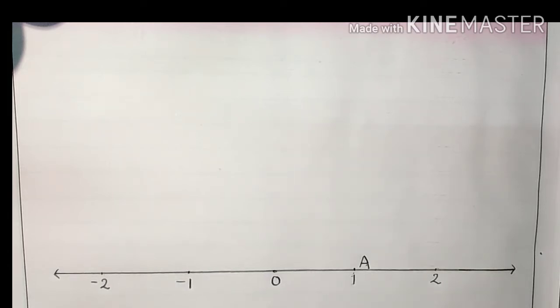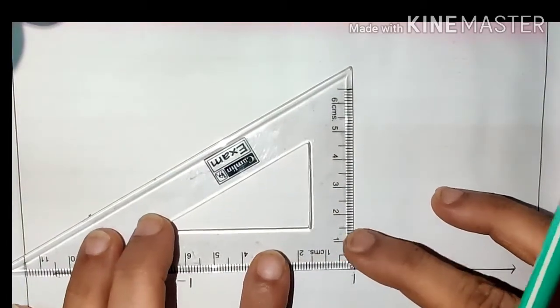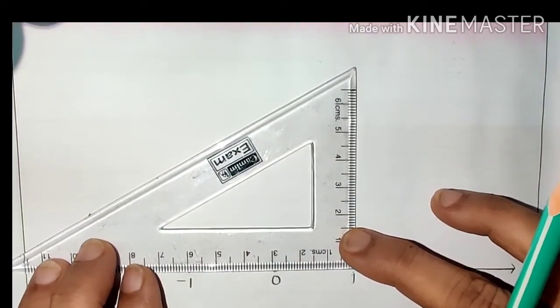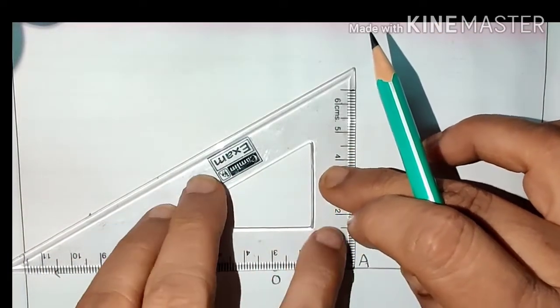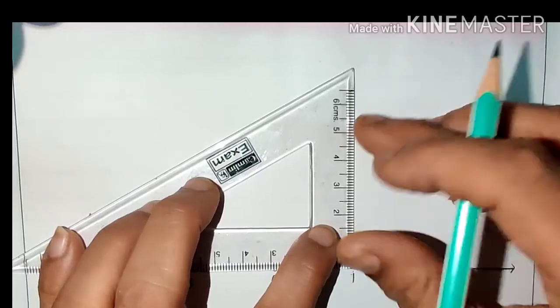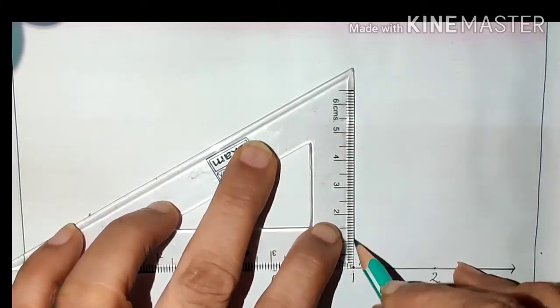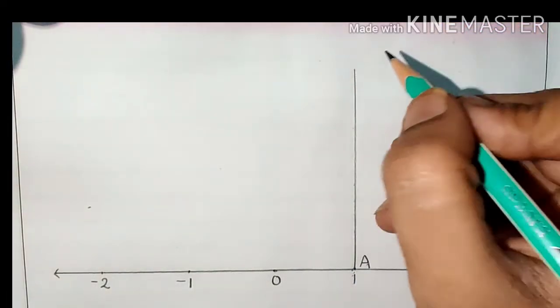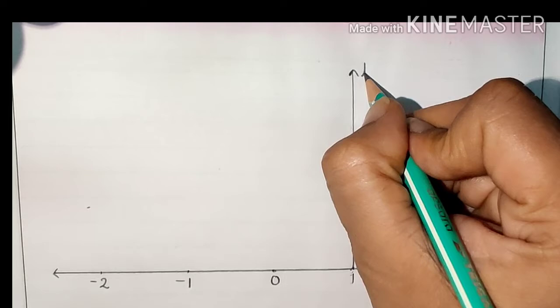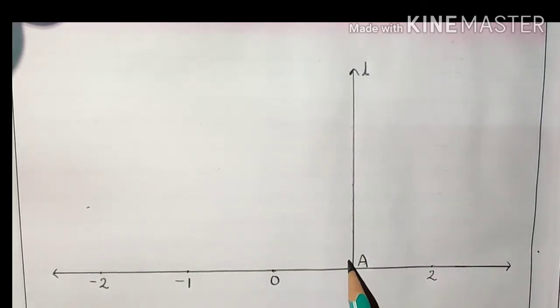Then, first step, draw line L perpendicular to the number line through point A using this set square. So draw like this. Keep your set square like this. These are two edges of this triangle making a right angle. So draw perpendicular like this. Then this is line L. We draw this line L perpendicular to the number line at point A.